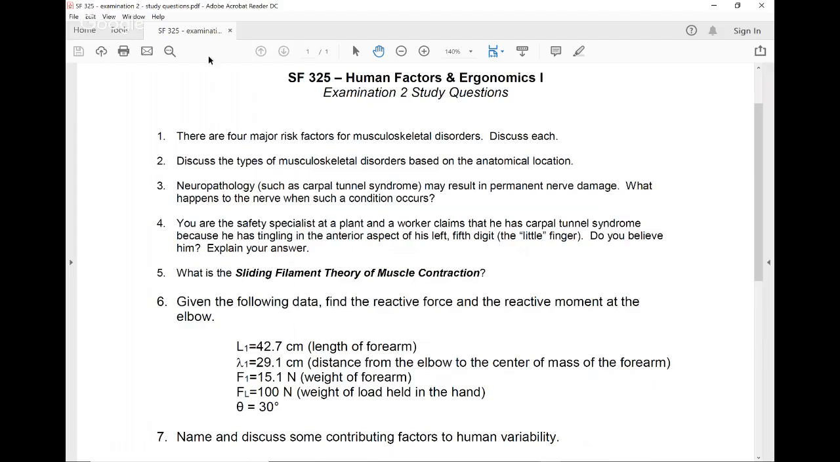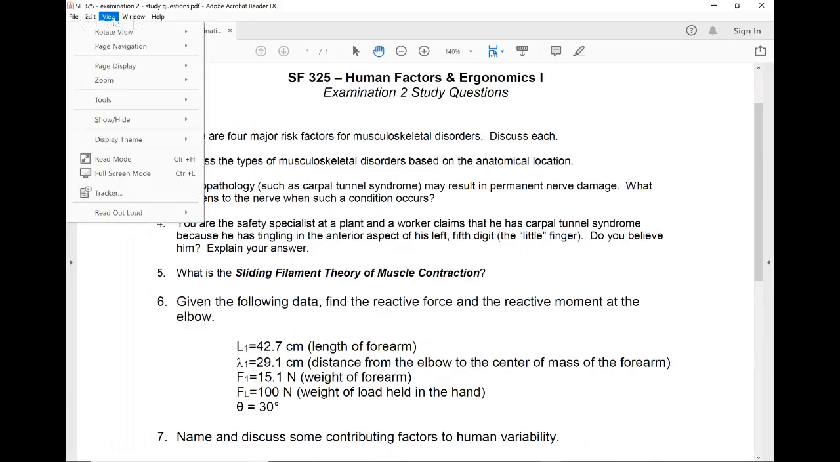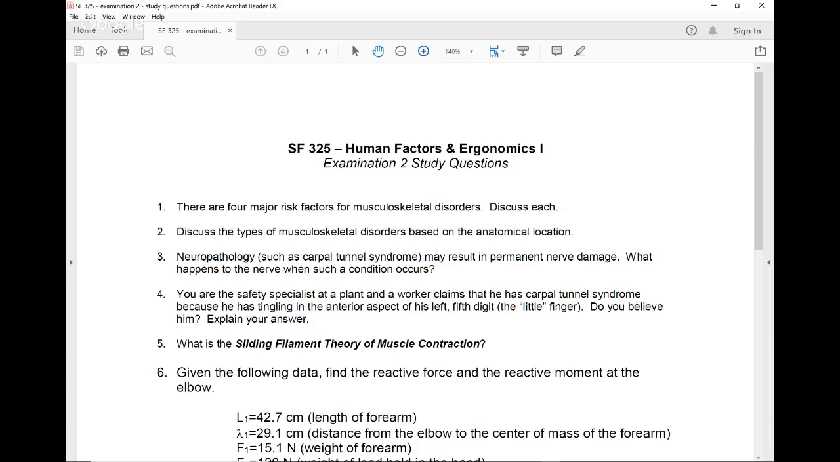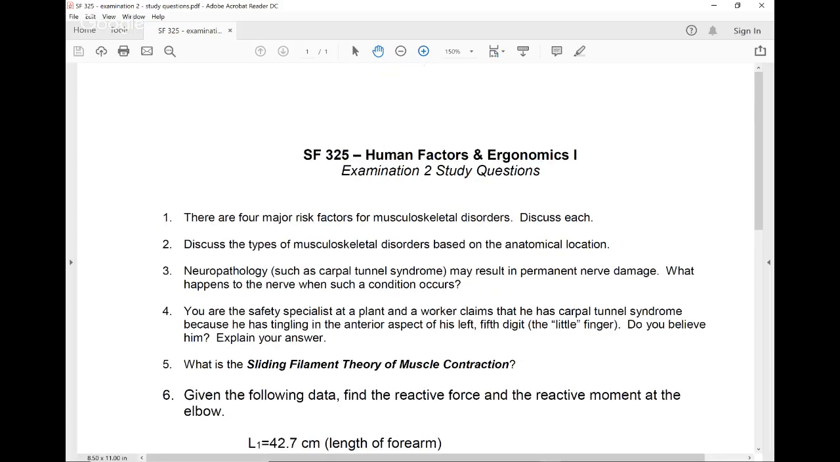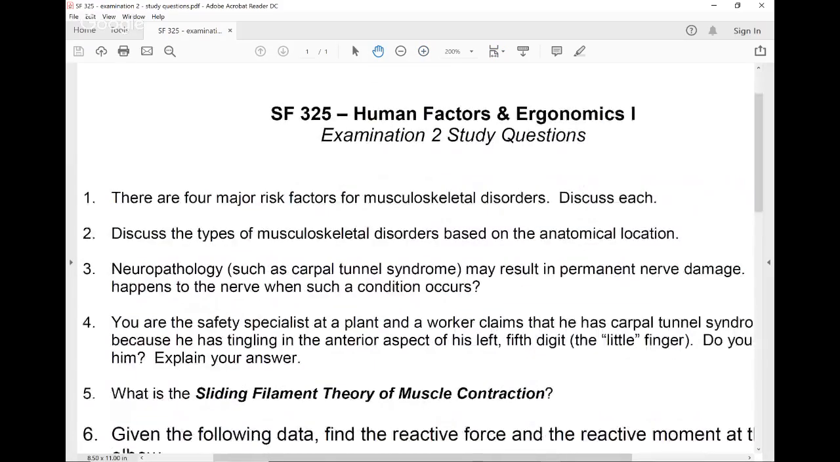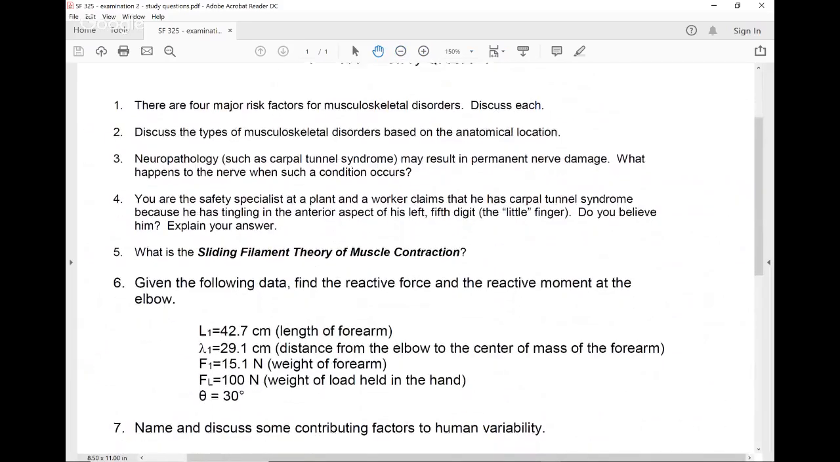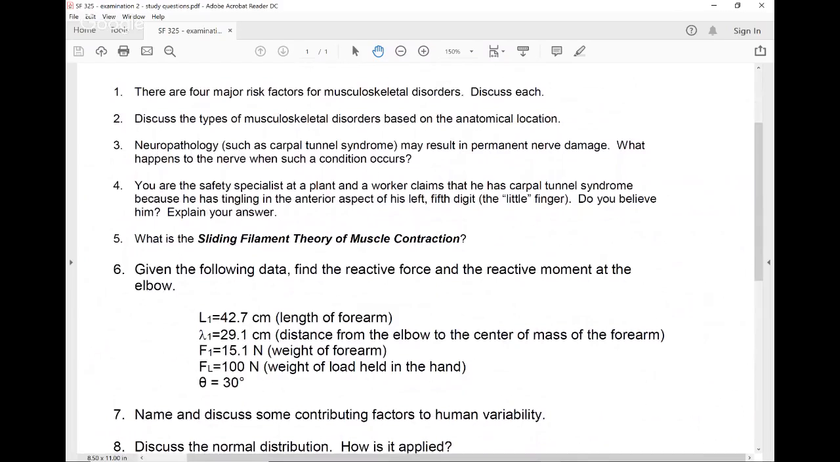There are 4 major risk factors for musculoskeletal disorders. Just briefly discuss each. And these are broad categories rather than specific risk factors.